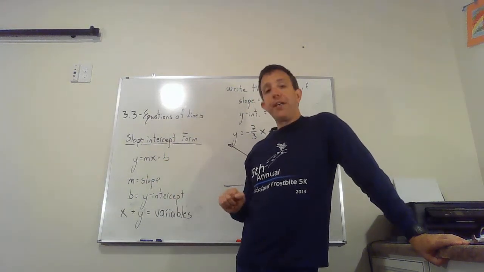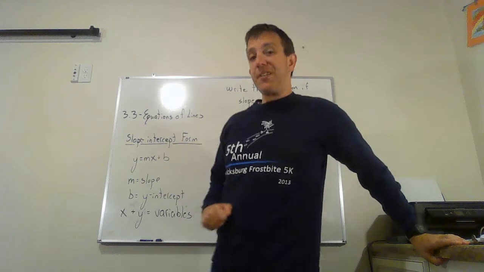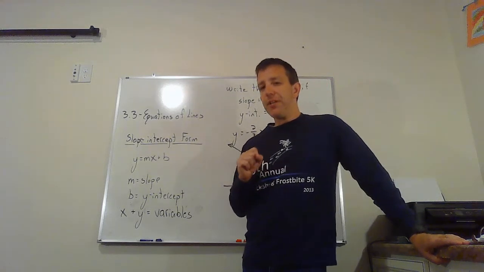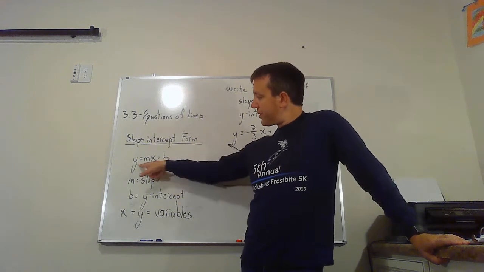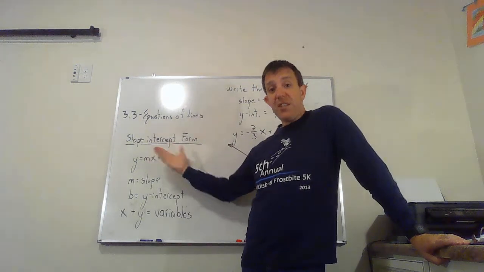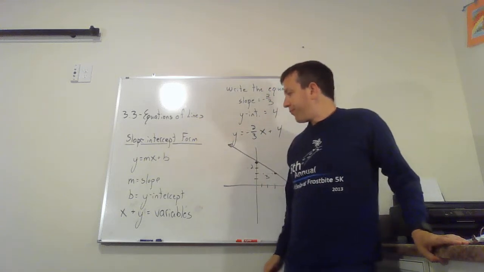B is our y-intercept. Why is b the y-intercept in this form? Well, I'm glad you asked. It's really pretty simple. Remember, if you want a y-intercept, you plug in 0 for x. Well, if you look at this equation, if you put in 0 for x, you just get y is equal to whatever b is. So b is always that y-intercept.